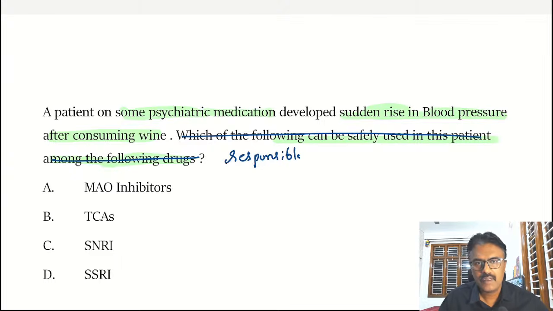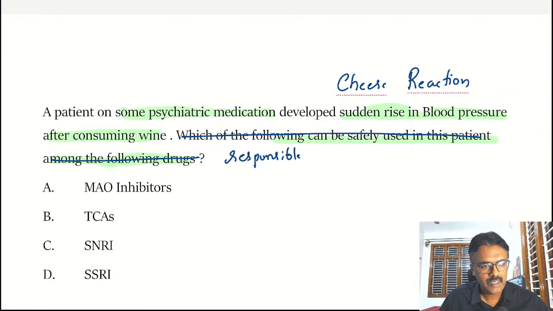So patient after consuming wine, psychiatric medication, rise in BP. So this is called cheese reaction. So which drug is responsible for cheese reaction should have been the question. Now the drugs which can cause cheese reaction are MAO inhibitors. If you use MAO inhibitors, the tyramine enters the brain and releases norepinephrine, so BP shoots up. And that rise in BP is called cheese reaction. And the drug which we use to decrease BP is phentolamine.